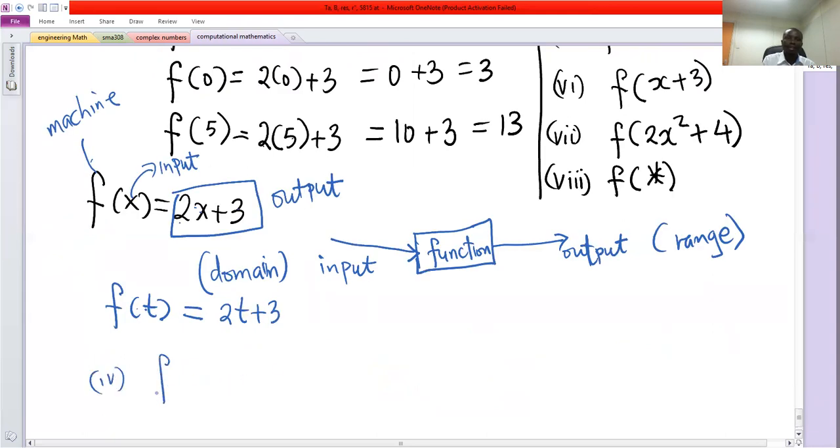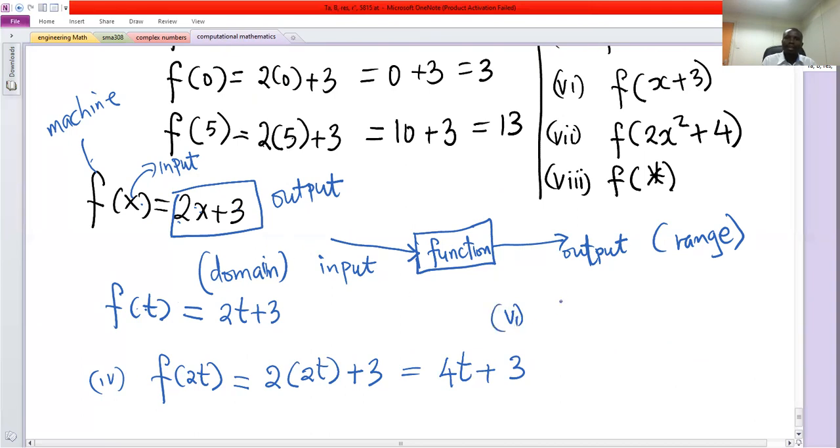Number 5, f of 2t. Now what's happening is that we are giving our machine an input called 2t. It doesn't change the format. That's how it's been formatted. It will always multiply by 2, add 3. So the answer will be 2 times the input we are giving it, and then we add 3. So 2 by 2t will give us 4t plus 3. So that's what we have, 4t plus 3. That was number 5.